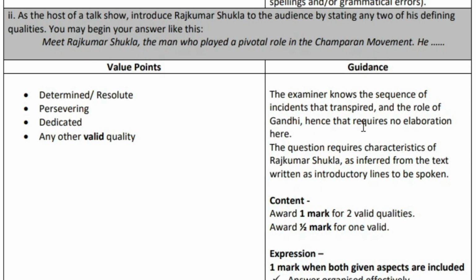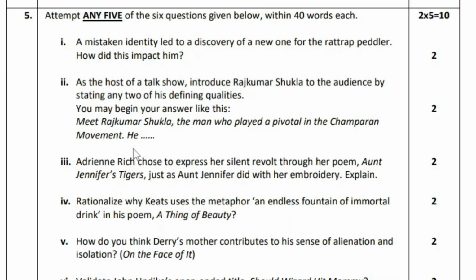Under guidance, you can see the examiner knows the sequence of incidents that transpired and the role of Gandhi. Hence, that requires no elaboration here. The question requires characteristics of Rajkumar Shukla as inferred from the text, written as introductory lines to be spoken. So if you have read the text, you have understood the role of Rajkumar Shukla, then only you can introduce Rajkumar Shukla to the audience. Here award 1 mark for 2 valid qualities, half mark for 1 valid. So expression, all these things. It is a different type of question CBSE has introduced and it is for 2 marks.